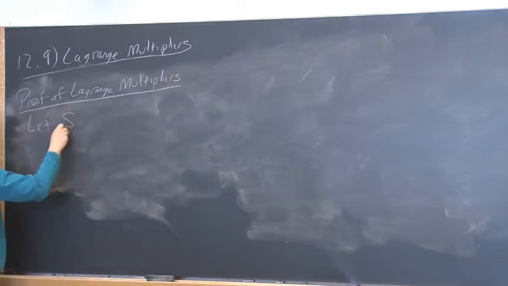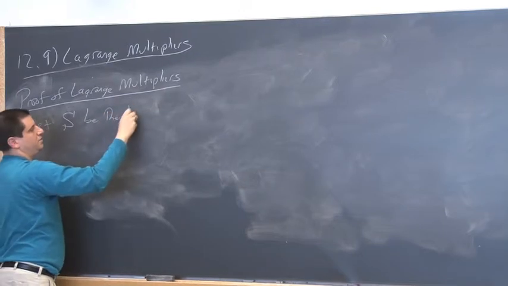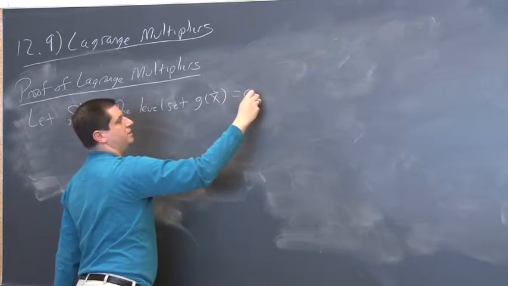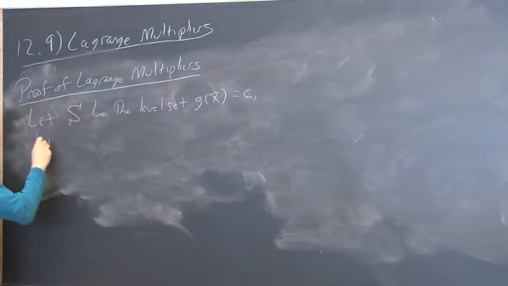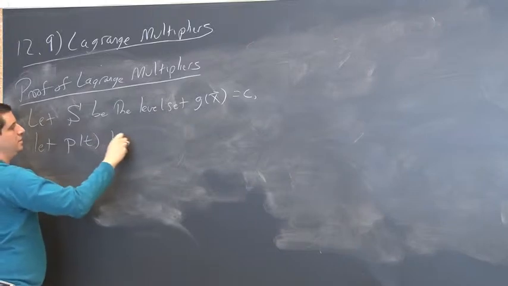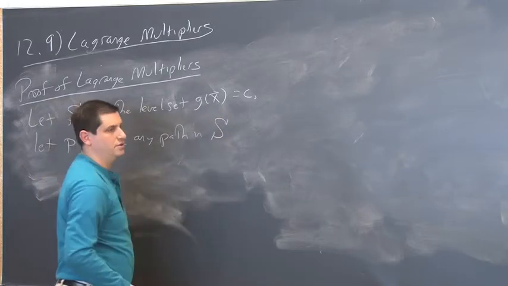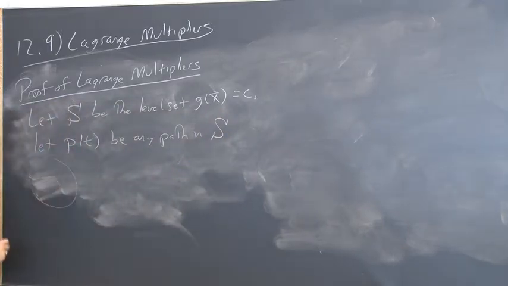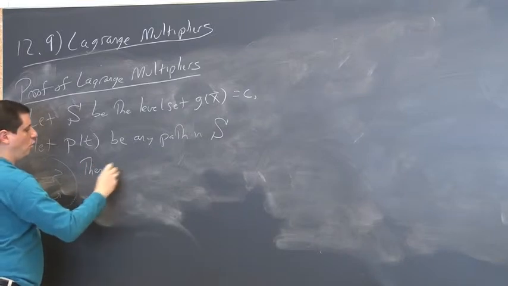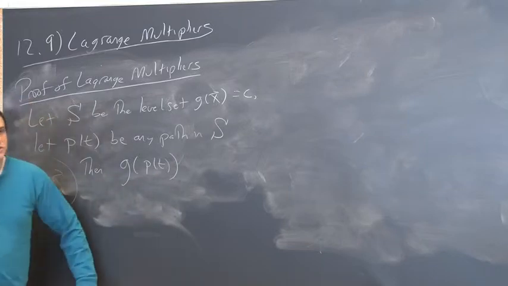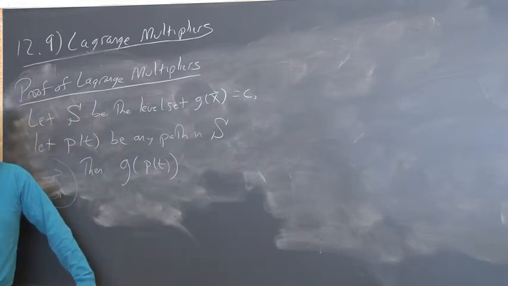So let S be the level set g of x equals c. Let P of t be any path in S. So if here's my sphere, here's some path that stays on the surface of the sphere. What can you tell me about this function? What is true about g of P of t?